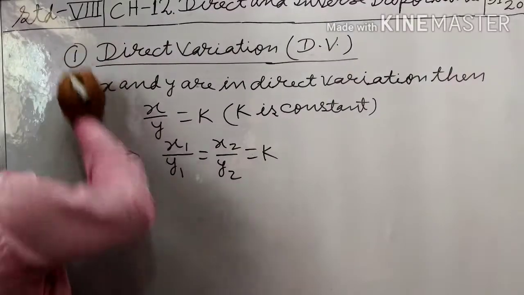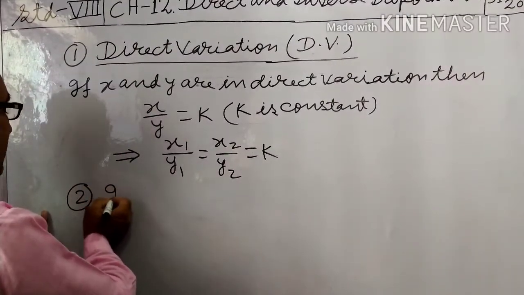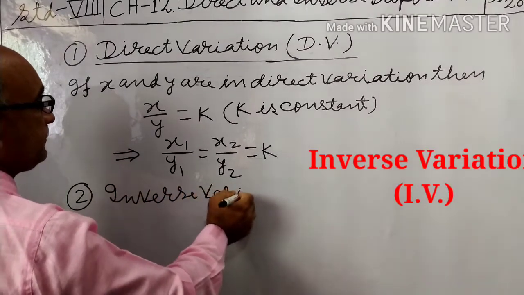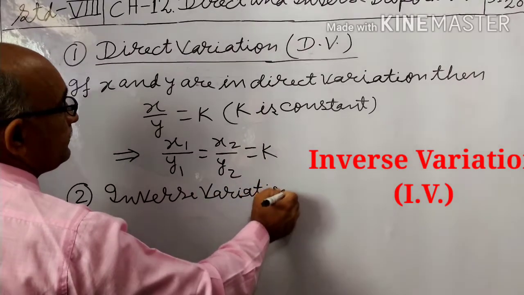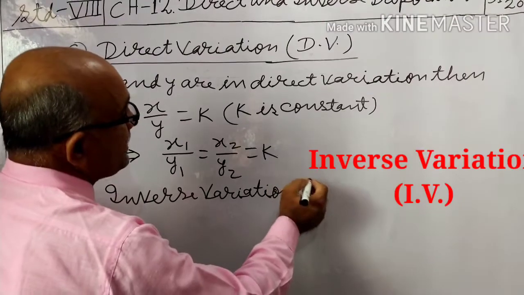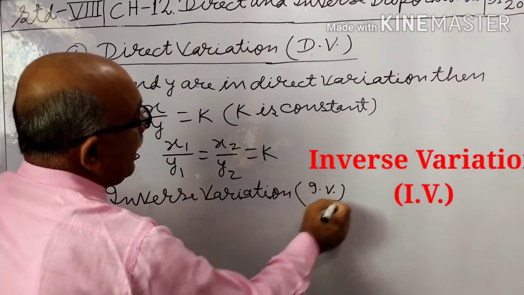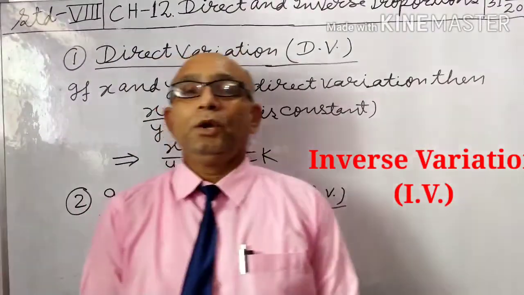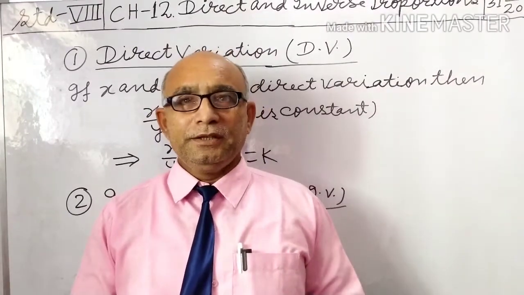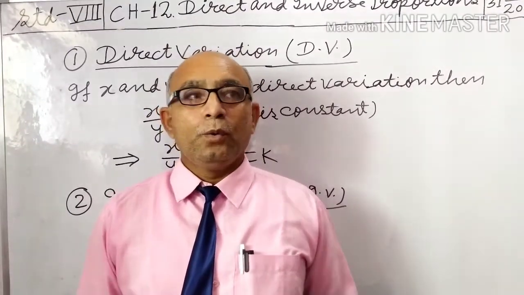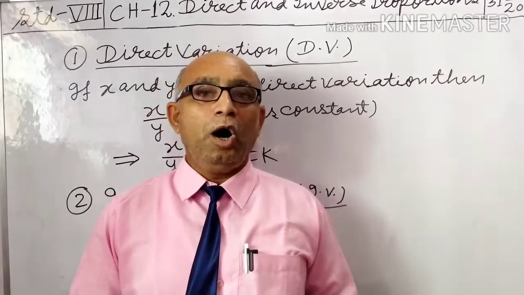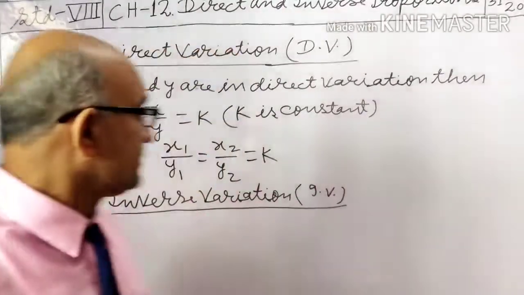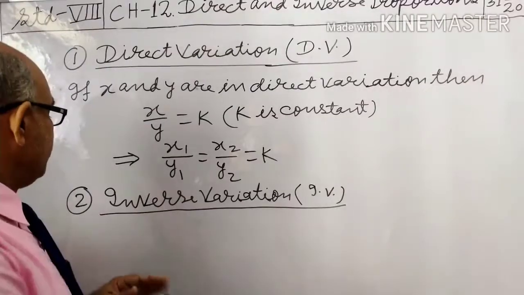First, direct variation. Second, inverse variation. The abbreviation of inverse variation is IV. Students, two quantities are said to be in inverse variation if one increases, the other decreases, or one decreases, the other increases. That is known as inverse variation.